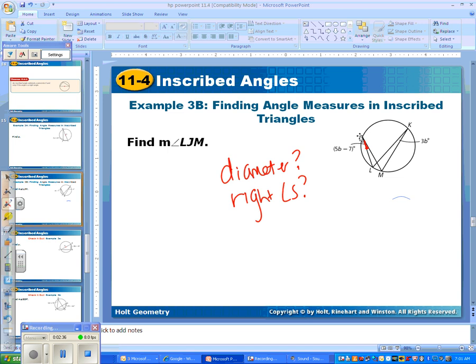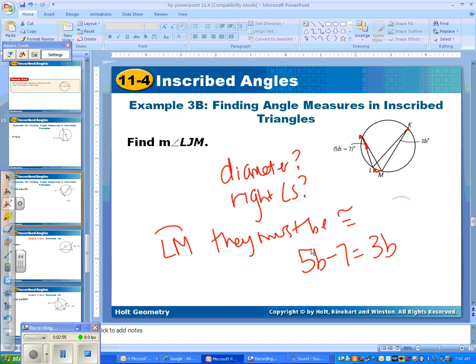Well, if you look at these two inscribed angles and look at the arc that they intercept, they both intercept arc LM. So since they both intercept this arc, that means that they must be congruent. So you're going to say that 5b minus 7 equals 3b and solve from there. So subtract 3b, add 7, and you get 2b equals 7 and b equals 3.5, and you're going to go back and plug it into LJM. And since they are congruent, it doesn't matter if you plug it into this one or this one.